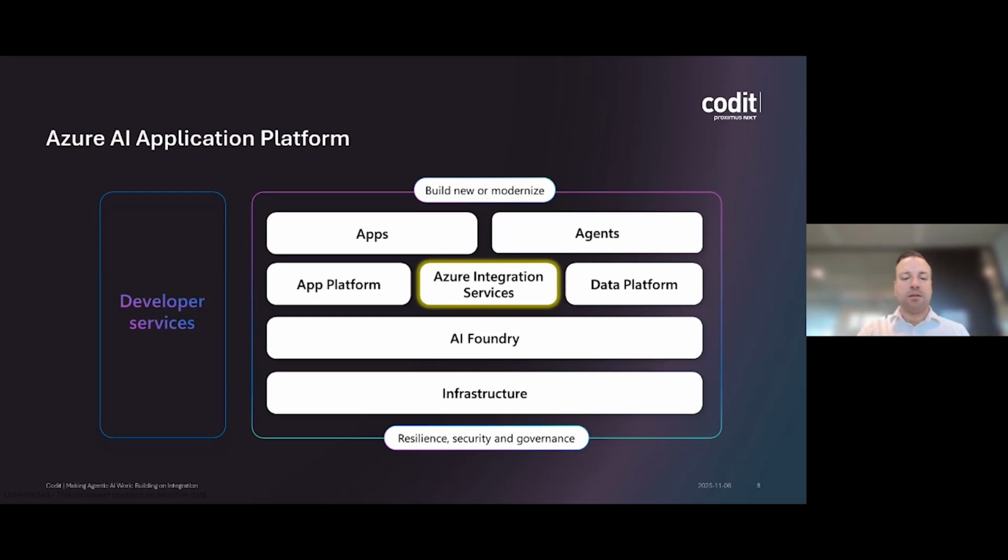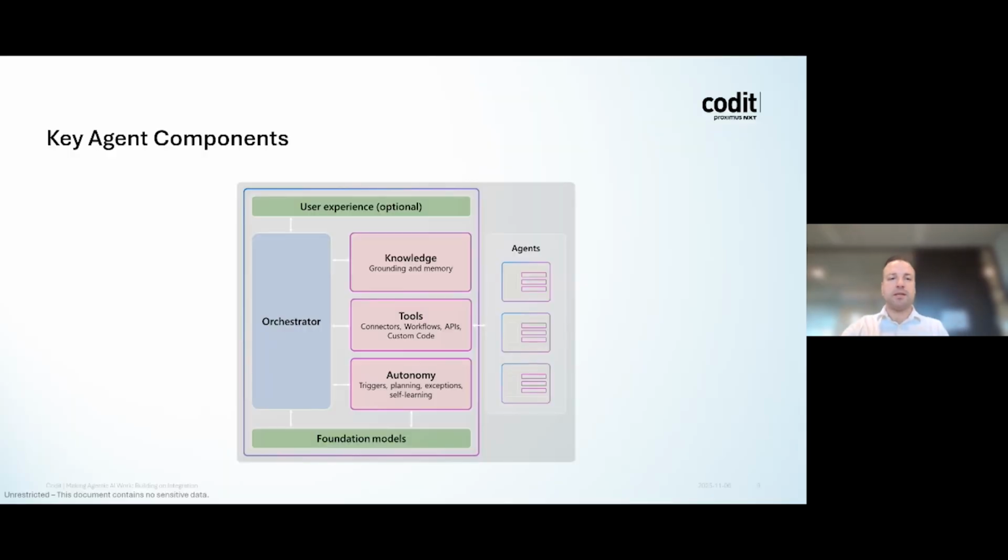Okay, so we know that Azure Integration Services can be used to build an agent. But what do you need to actually build an agent? What are the key components for agent building? Well, on the bottom, you have a foundational model. And that's where it all starts. You select which appropriate large language model, or LLM, you want to use to provide the intelligence for your agent. That's your baseline. But of course, your baseline also needs some extra knowledge, needs some grounding.